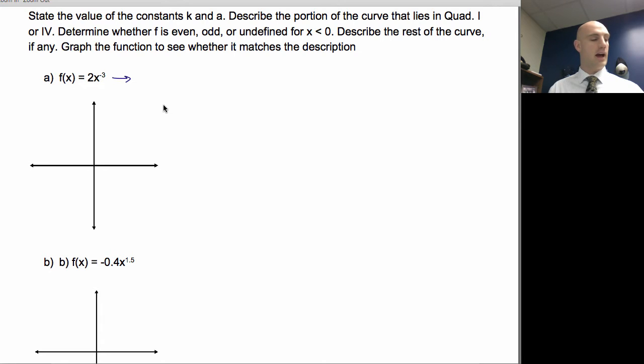So, as I write this, my k value is what? It's the constant out front, so k is 2. My a value, which is my exponent, is negative 3. Okay? And so what does this mean here? Well, we don't know yet. Let's draw a little conclusion about this. We're going to graph last. And so we want to see, describe the rest of the curve, if any. We want to see if it's even, odd, or undefined.